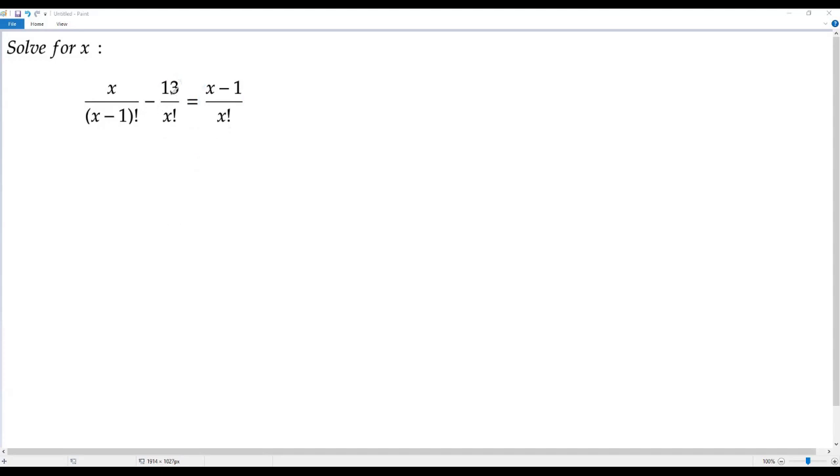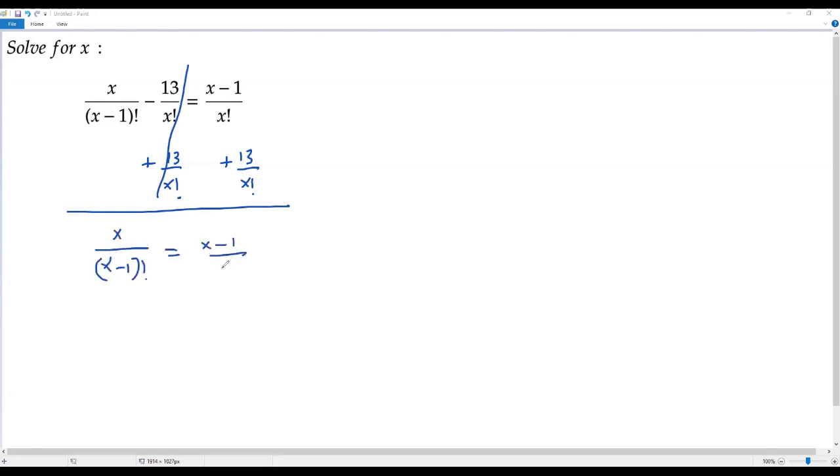So for that, I'm going to get rid of this fraction on the left side. For that, I have to add 13 over x factorial on both sides. Okay, let me do it. When I add 13 over x factorial to both sides, this one and this one will cancel out. I'm getting x over (x negative 1) factorial equals (x negative 1) over x factorial positive 13 over x factorial.